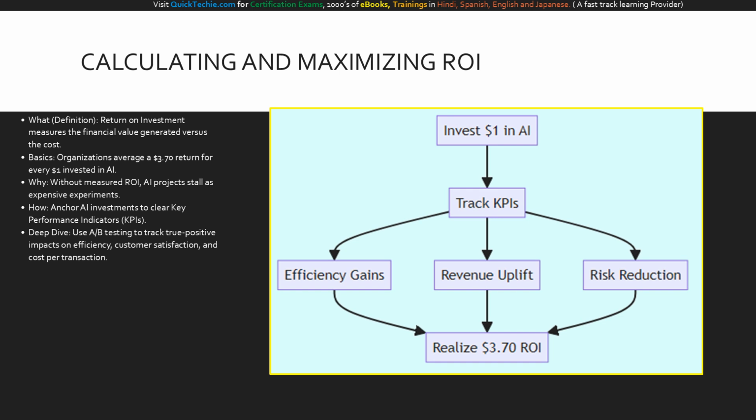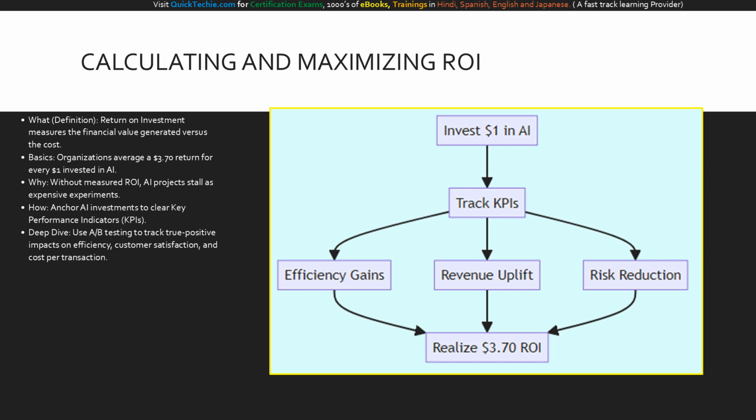Generative AI isn't just an IT expense, it's a massive value driver. In fact, organizations that effectively embrace generative AI often realize a return of $3.70 for every single dollar invested. But this incredible return doesn't happen automatically. To achieve it, leaders must anchor their AI investments to concrete business KPIs. You must track metrics like process cycle time, error rates, and customer satisfaction scores before and after AI implementation. By measuring these outcomes rigorously, you transition AI from a cool science experiment into a core business asset.